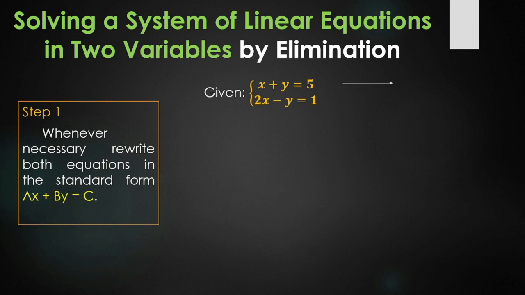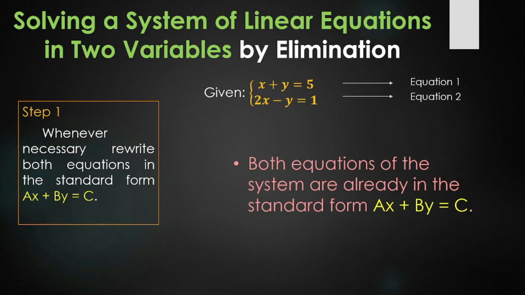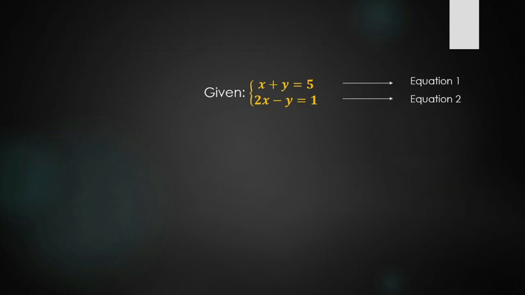We let x plus y equals 5 be the first equation, 2x minus y equals 1 be the second equation. Obviously, the two equations of the system are already in the standard form ax plus by equals c. So we will now proceed to the next step.